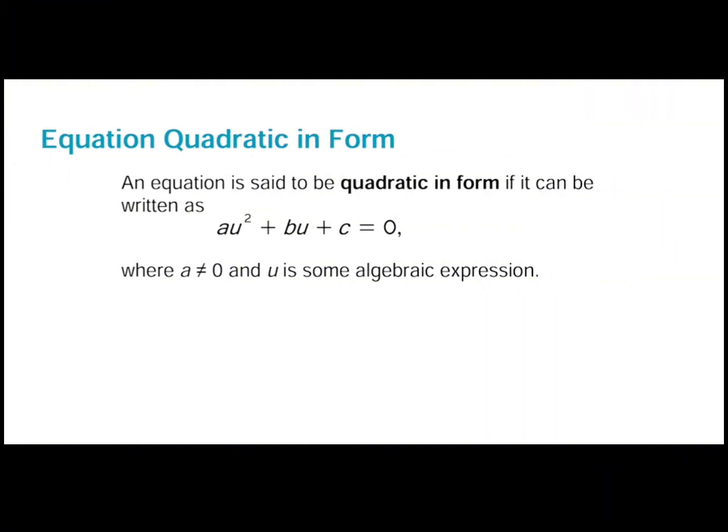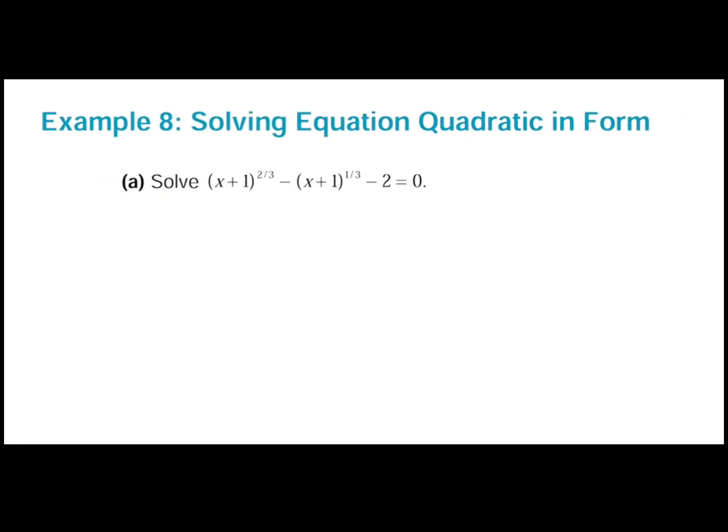So now we have equations quadratic in form. An equation is said to be quadratic in form if it can be written as a times u squared plus b times u plus c is equal to 0, where a is not equal to 0 and u is some algebraic expression. So let's look here. This is (x plus 1) raised to the 2/3 minus (x plus 1) raised to the 1/3 minus 2 is equal to 0.